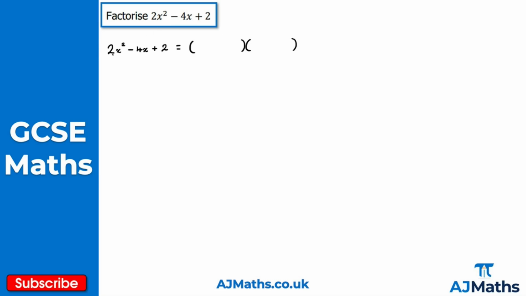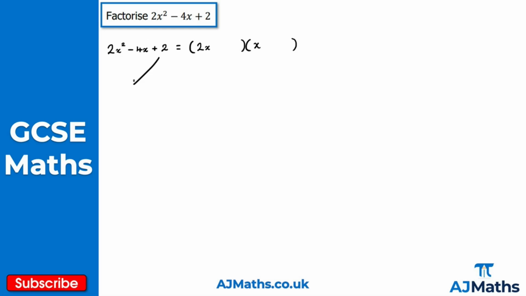Obviously, because it's 2x squared now, we're going to get a 2x at the front of one of these brackets here, and an x at the front of the other bracket, like so. So now what we need here is two numbers that will times to give me positive 2. So thinking about the factors of 2 here, there's only two ways we can do this.